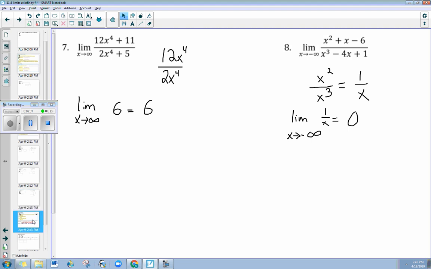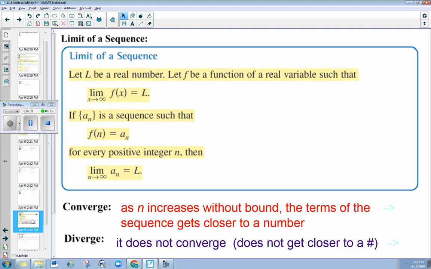Finishing up here, we've got one last part: the limit of a sequence. Let L be a real number and let f be a function of a real variable such that the limit as x goes to infinity of f of x equals L. If a sub n is a sequence such that f of n equals a sub n, right? So we can basically write the function as the sequence, then the limit of that sequence is L.